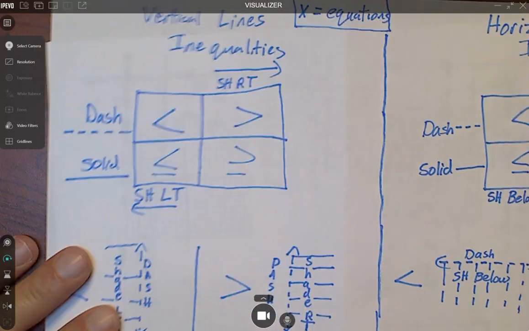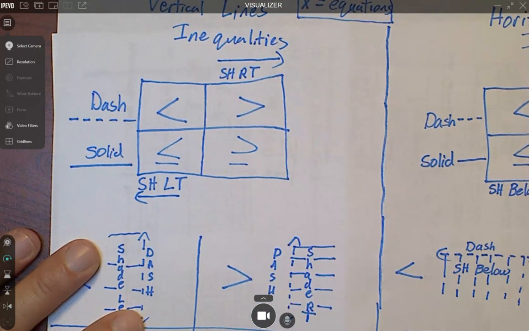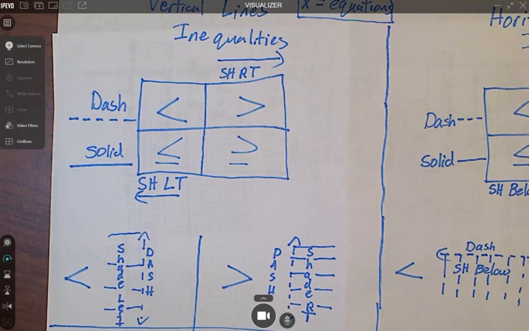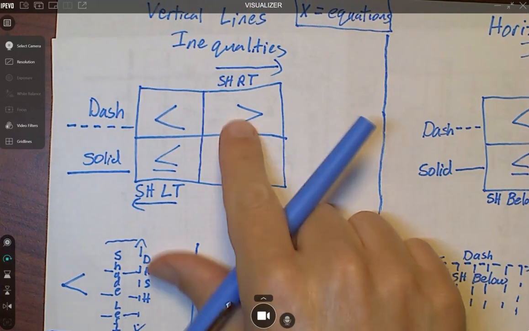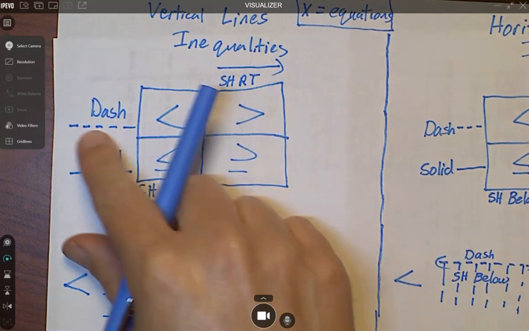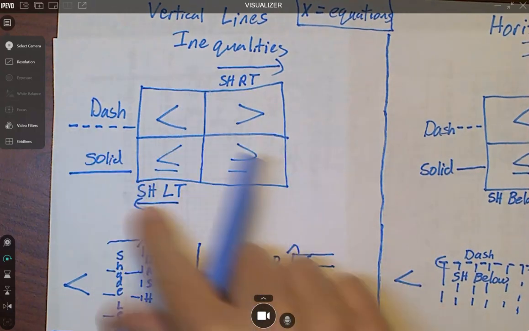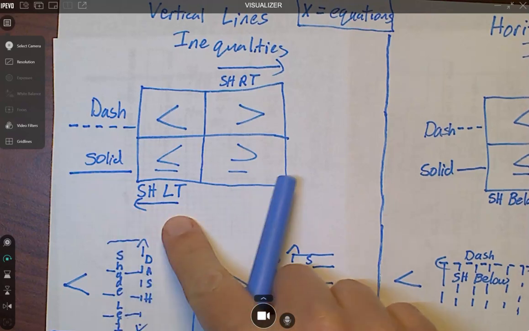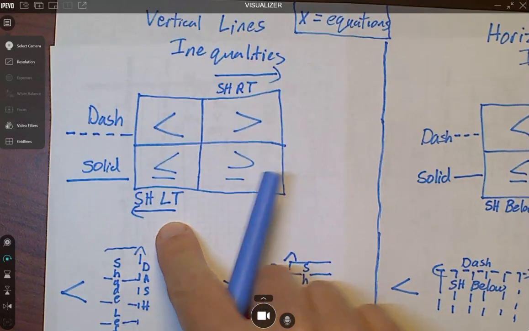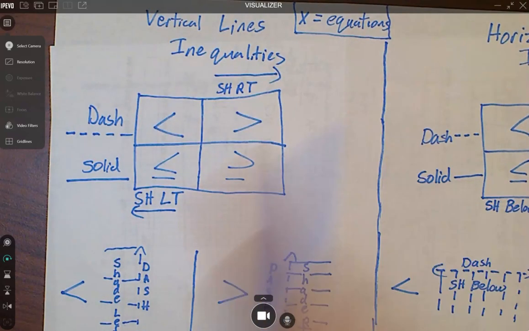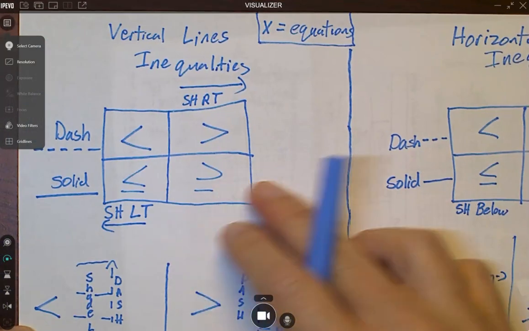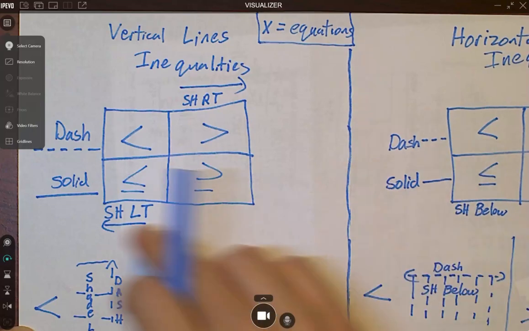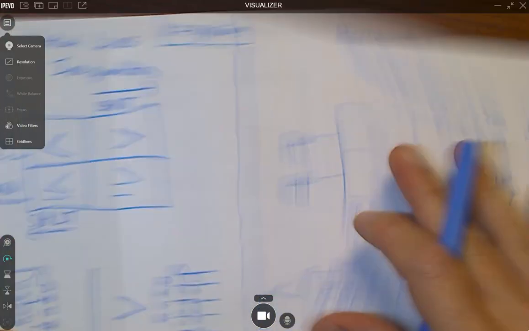Okay, while I was making this video, I made you a comprehensive chart, kind of like how do I shade. So if it's less than or greater than, it's dashed. If it's equal to, you go solid line. If it's less than for vertical lines, shade left, shade right. Because as you go right on the number line, the X's get bigger, and as you go left, the X's get smaller.